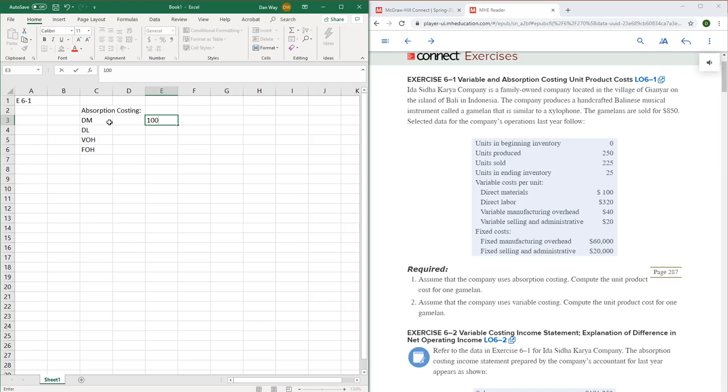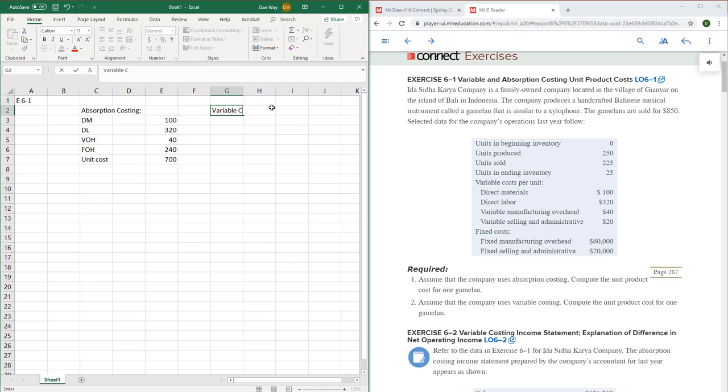Well, direct materials is $100 per instrument. Direct labor is $320. Variable overhead is $40. And then fixed overhead, we've got to do a little bit of math here. Our total fixed overhead for the year is $60,000, and that's based on 250 instruments produced. So if I take that full $60,000 divided by the 250, that's $240 per unit. So my total unit product cost becomes the sum of those four things. I use the sum function here in Excel, and there we go, $700.